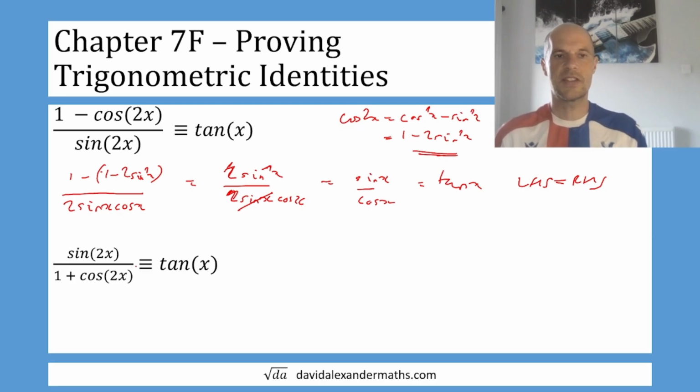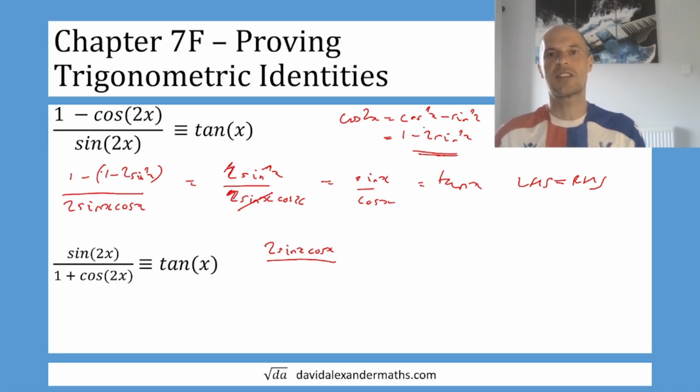Okay, so for this next one is quite similar. Sine of 2x is 2 sine x cos x, and as I'm aiming for a tan x, which we know is a sine over cos, I'm going to have to get rid of this cos. I want a cos on the bottom, so it cancels with the cos on the top.